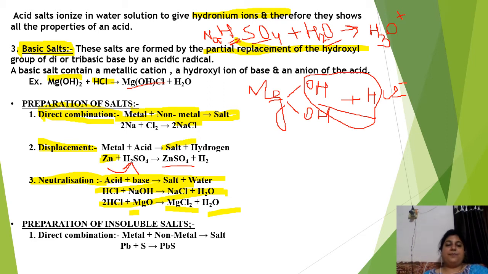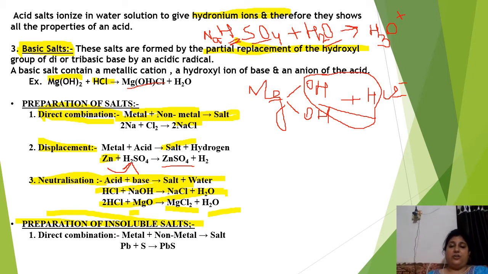Now, the preparation of some insoluble salt. Insoluble salt means those which will form a PPT. PPT means precipitate, the undissolvable part of any compound. Okay. For example, lead reacts with sulfur. It results in the formation of lead sulfide.